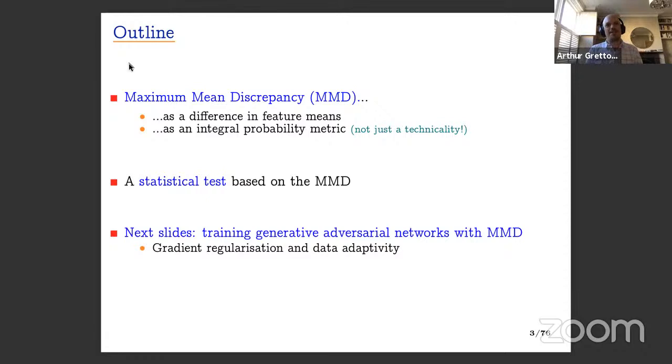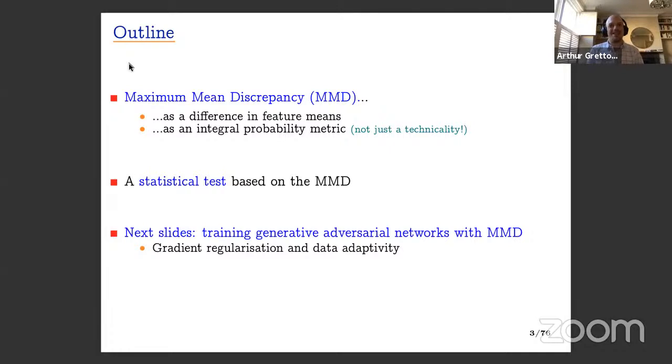Then I will talk about statistical testing. If I have a difference between distributions, I want to know, is it large, is it small? Statistical testing is a framework to think about whether a distance is large enough to be significant, so big enough that it's not likely to be due to chance. Right at the end, if we have some time, I might talk a little bit about training GANs using MMD.